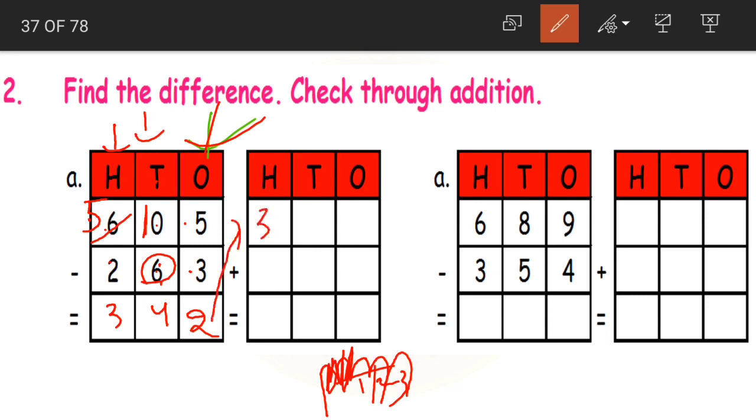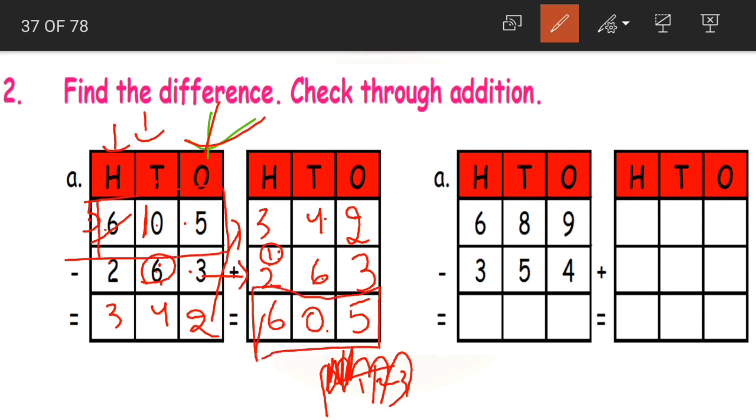Now how to check? Write the difference first. 342. To that add the smaller number 263. 2 plus 3, 5. 4 plus 6, 10. Write 1 carried and 0 here. 3 plus 1, 4. 4 plus 2, 6. What did we get? We got the larger number, that is 605. So what can we say? We can say that we did the correct addition. Yes, we checked our difference through addition and we got the correct answer.